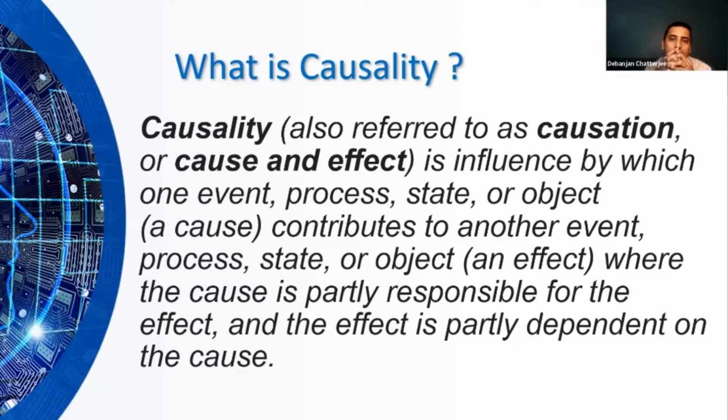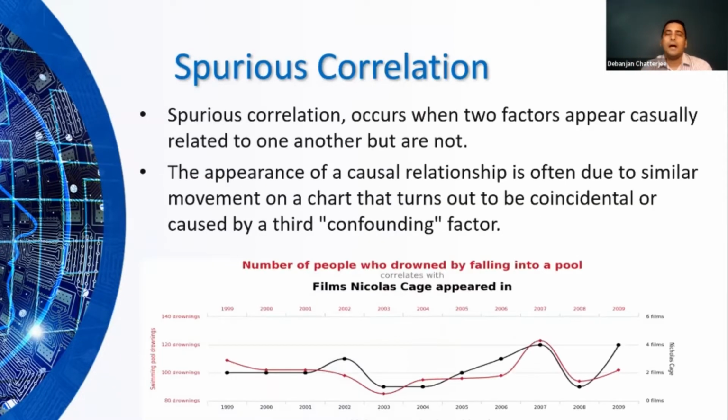Causality, of course, is the influence by which an event or a process or an object contributes to another event or a state or an object, where the cause is at least partly responsible for the effect. And obviously, the effect is dependent on the cause. Now in the realm of data science or statistics, the one concept that is the diametric opposite of causality is something that we refer to as spurious correlation.